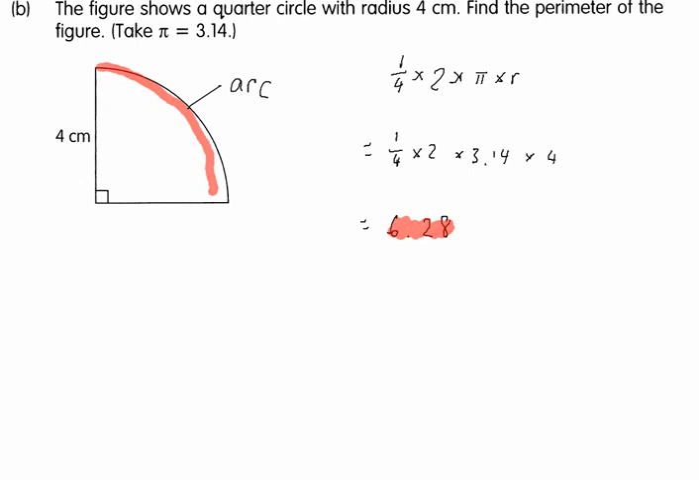So you must add these two sides, right? Yes or no? You need to add 4. So you have 6.28 plus 4 plus 4, which equals 14.28. Okay, 14.28 what? cm. So ANS: 14.28 cm.